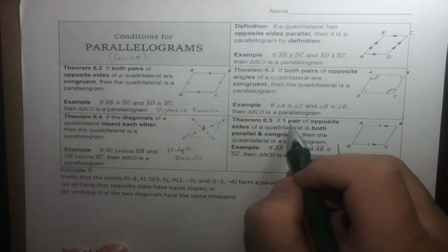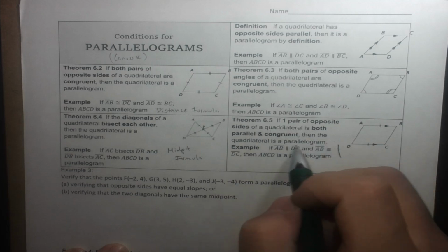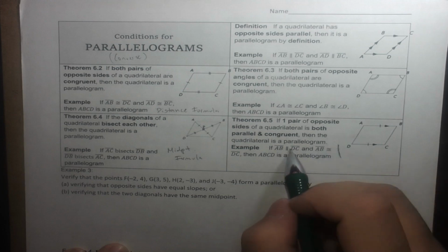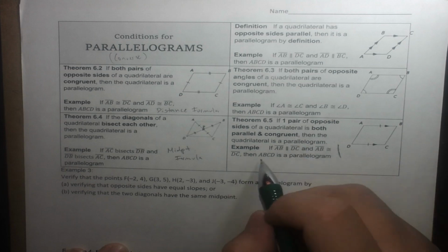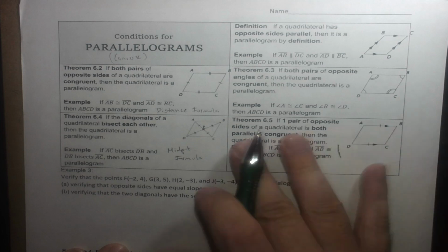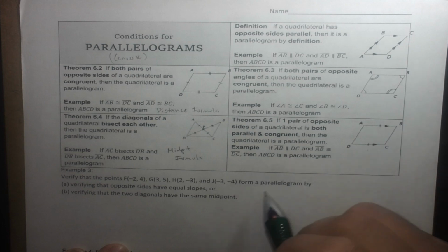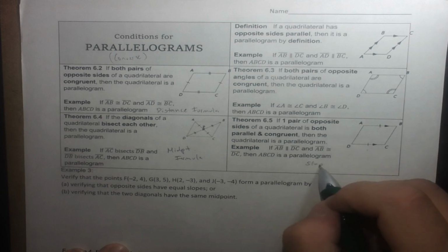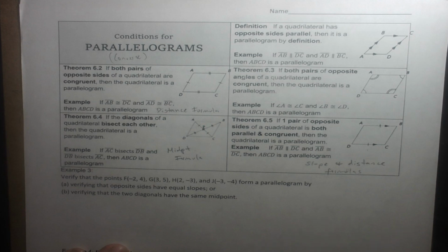Theorem 6.5. If one pair of opposite sides of a quadrilateral is both parallel and congruent, then the quadrilateral is a parallelogram. So if line segment AB is parallel to line segment DC, and line segment AB is congruent to line segment DC, then ABCD is a parallelogram, okay? So if these two sides have the same slopes and they are congruent to each other, boom, it's a parallelogram. And we can verify this by using the slope and the distance formulas. All right, slope and distance formulas.